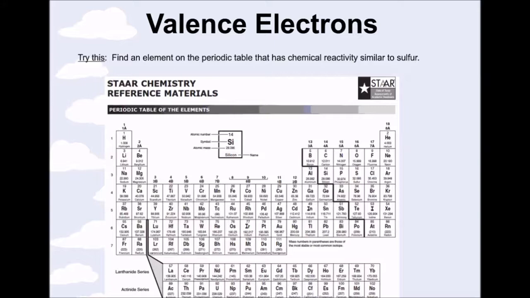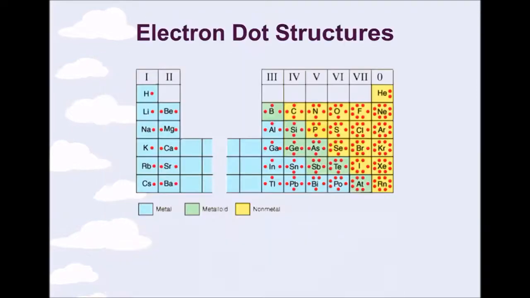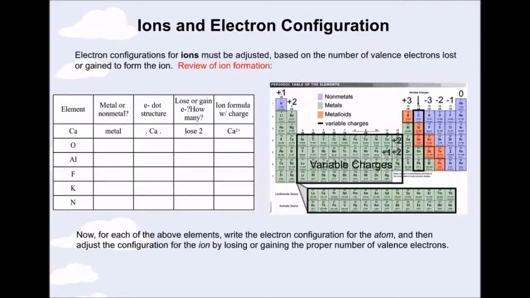So try this. Find an element on the periodic table that has the same chemical reactivity as sulfur. Here's sulfur. So this is very easy to answer. Any element in the same group will react the same. So oxygen is a very good answer for this. Here's a diagram of the electron dot structures for all the different atoms in those groups. So notice here that they all have the same number of dots, except helium is kind of the oddball. Like I said, it would fit nicely right above beryllium.